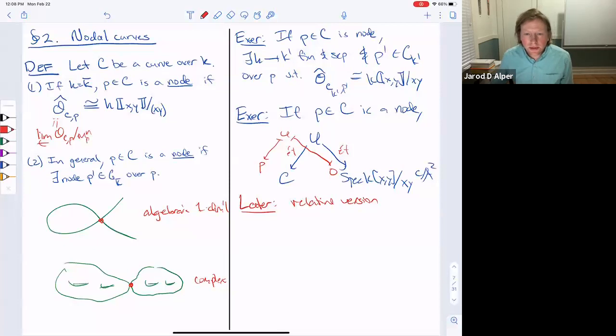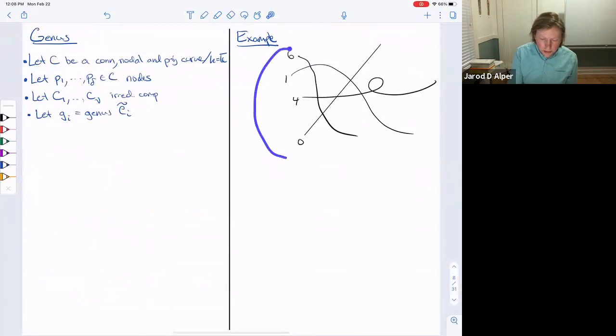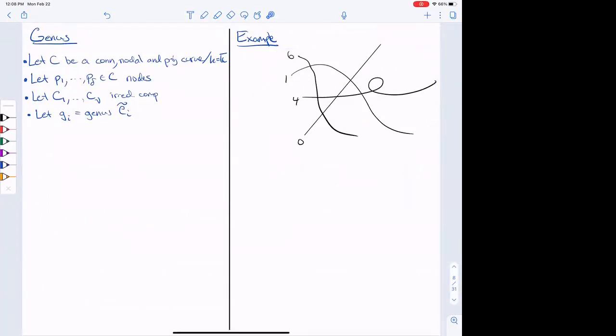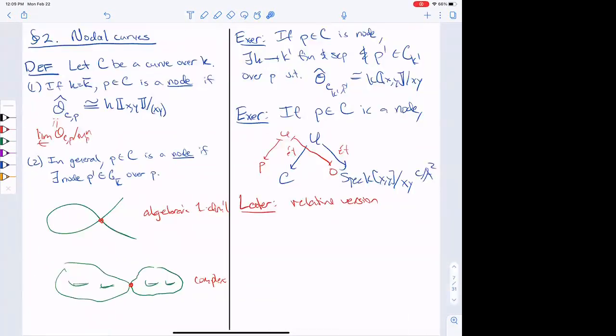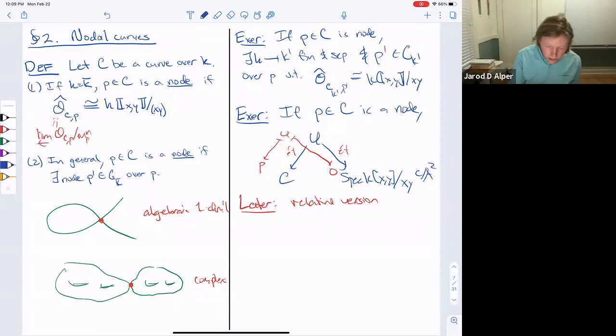All right. Moving on, I want to give you the formula for how you compute the genus of a nodal curve. Suppose you have a curve that looks like this on the right hand side. Question: in the first exercise on the previous slide, there was the algebra of formal series in K. Is that supposed to be K prime, or the original field K? Oh, right, that should be K prime. Thank you. And here, C is defined over K.